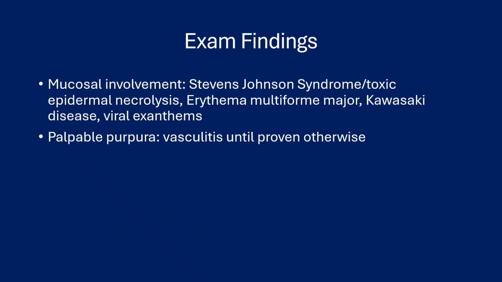Exam findings: is there mucosal involvement? You see that with Stevens-Johnson syndrome and toxic epidermal necrolysis. Also see it with erythema multiforme major, Kawasaki disease, and viral exanthems. Palpable purpura, vasculitis unless proven otherwise. Basically, you want to really describe the rash, and the history, of course. It's multiple things that you're taking into account, not just what you see on exam.